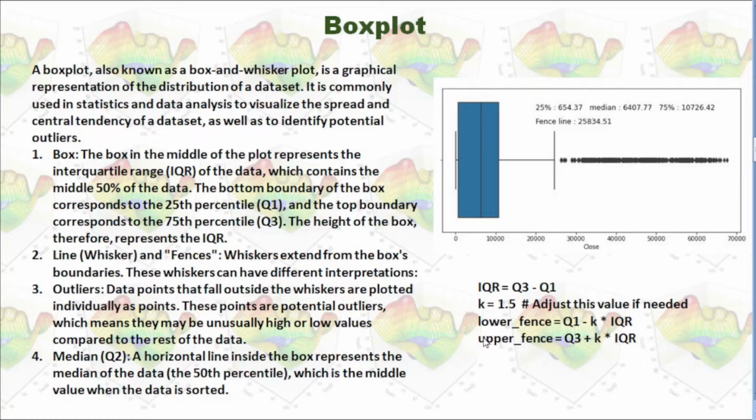Of course, in our case, the lower fence will be negative. It doesn't make sense for the Bitcoin price. And we only use this upper fence, which is drawn here. You can see I wrote the value here. It's around 26,000. And all those dots outside this fence line are called outliers. You can see we have a lot of outliers for the Bitcoin price.